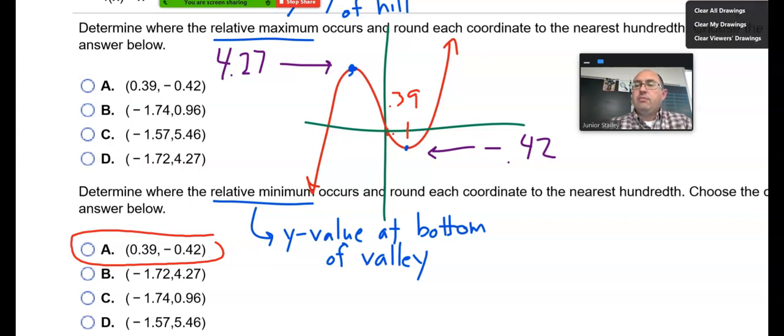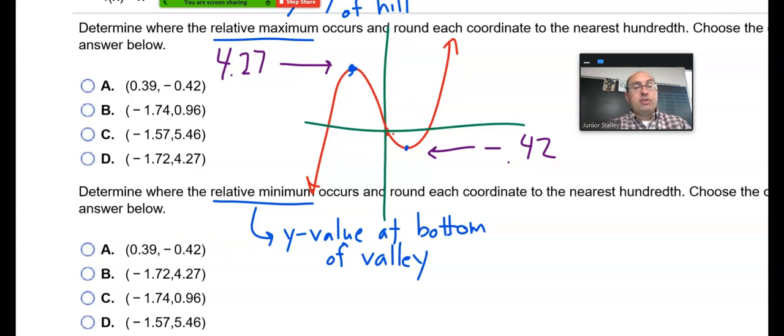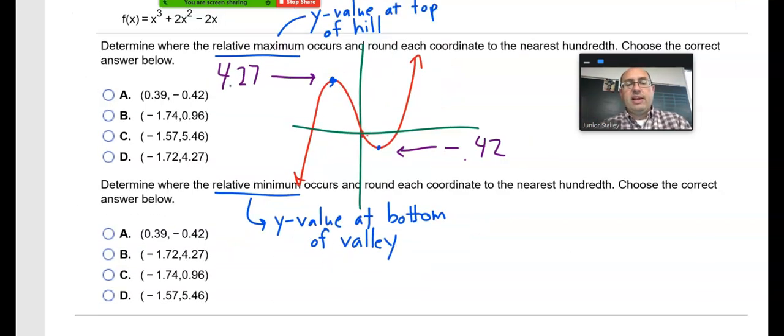Those are features we won't be dealing with tons, but I thought I would point that out to you.